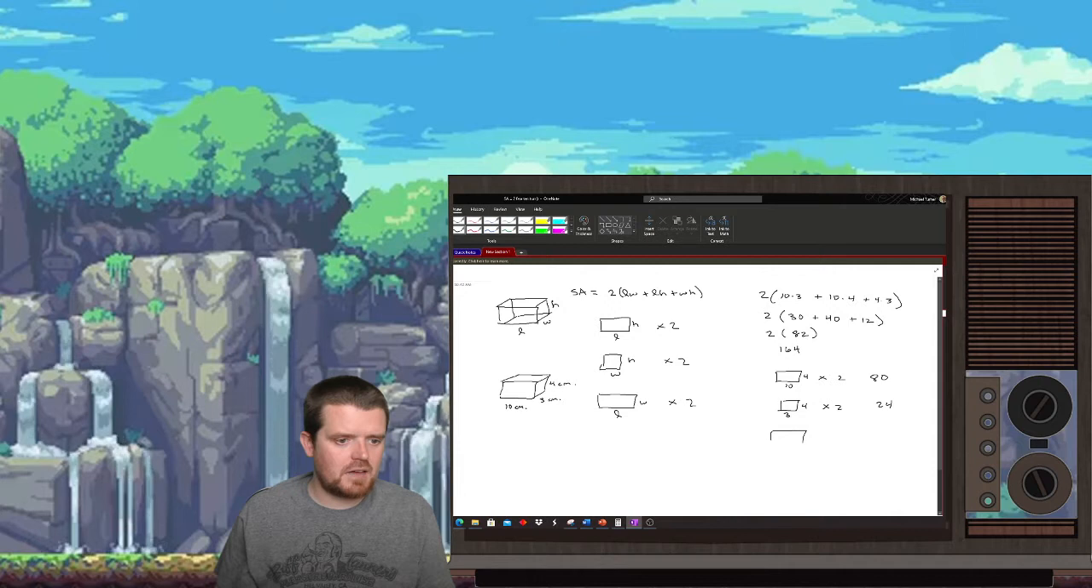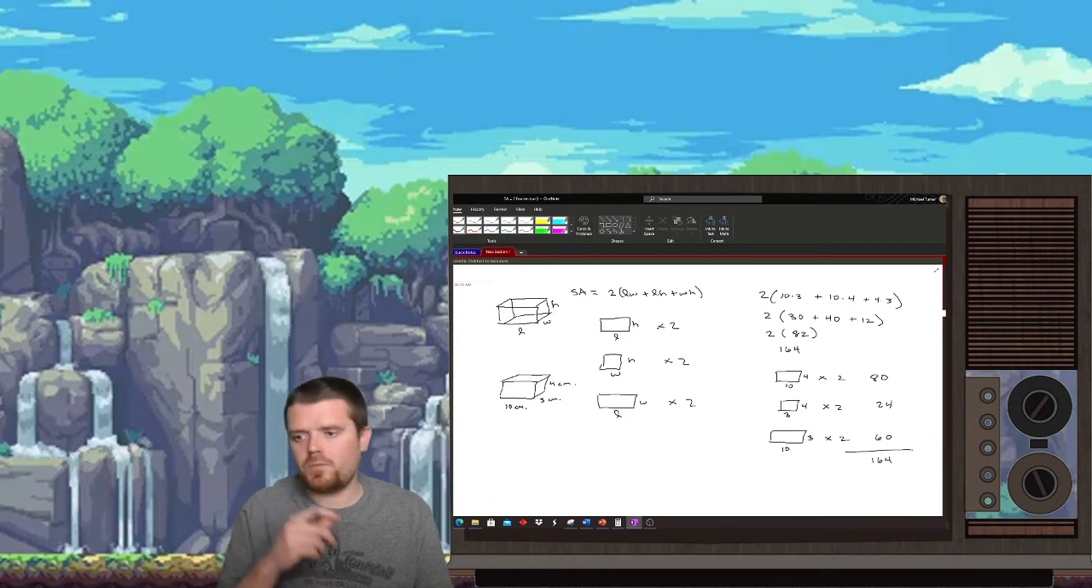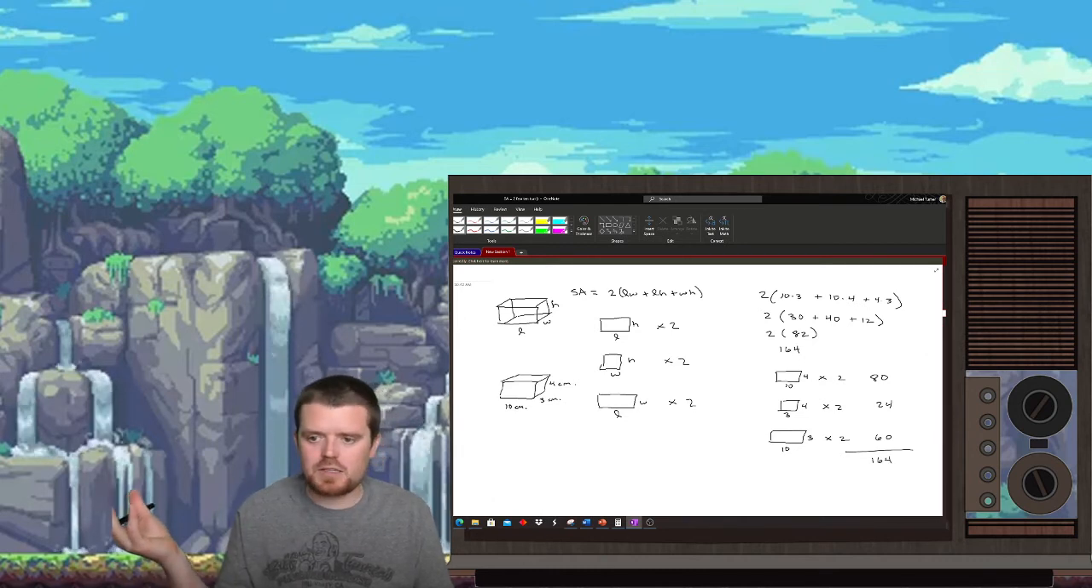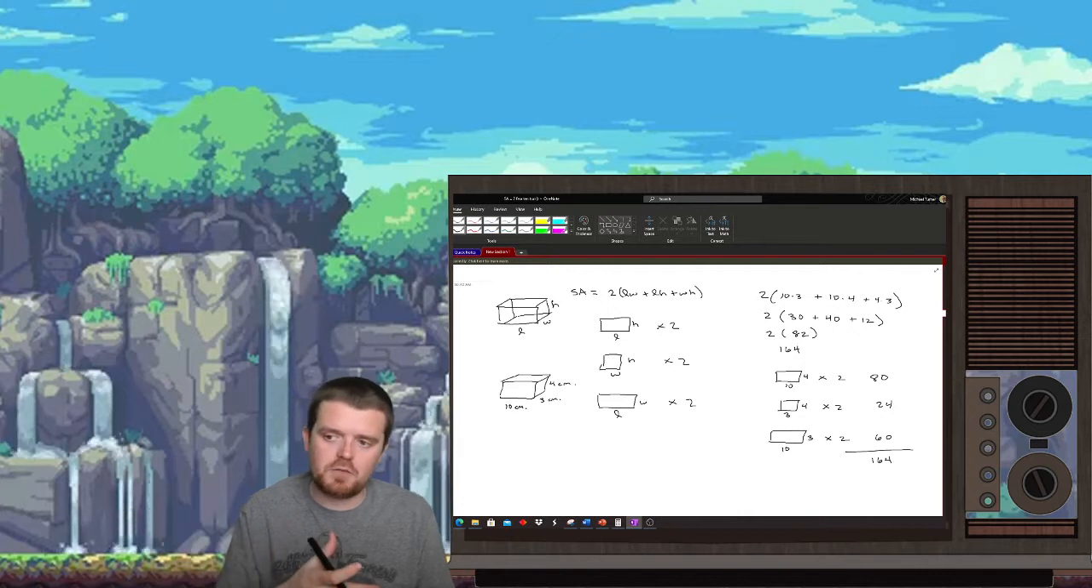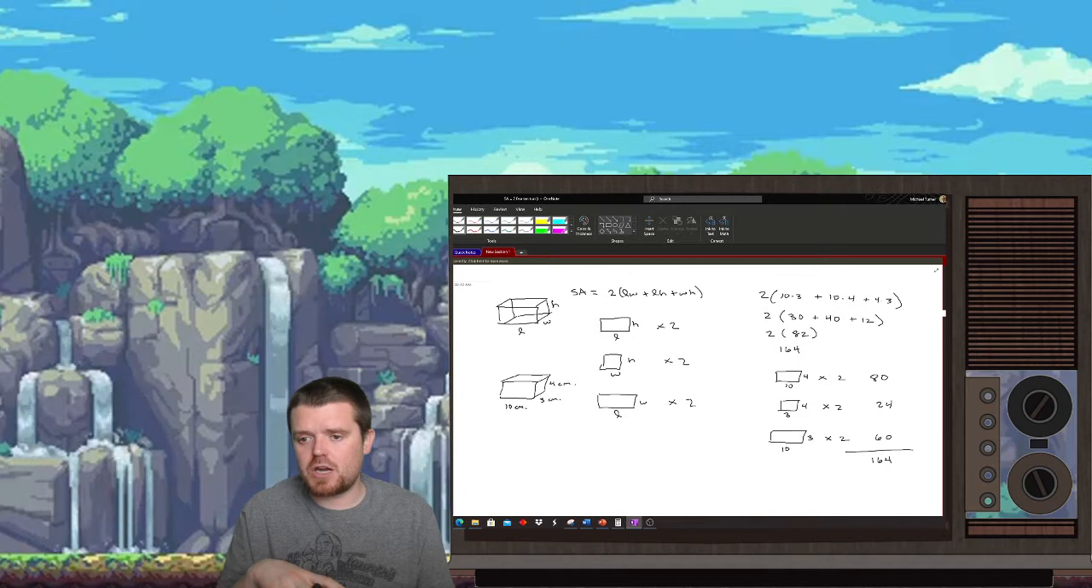And then last, I have the top and bottom. Top and bottom are 10 by 3s. 10 times 3 is 30. Times 2 is 60. And if I were to add those three together, I also get 164. So either way, you're going to get the correct answer. It really just depends on, do you have access to that formula sheet and do you understand what it's asking you for? Or are you going to break up the shape into the particulars? Either way, you get the right answer.